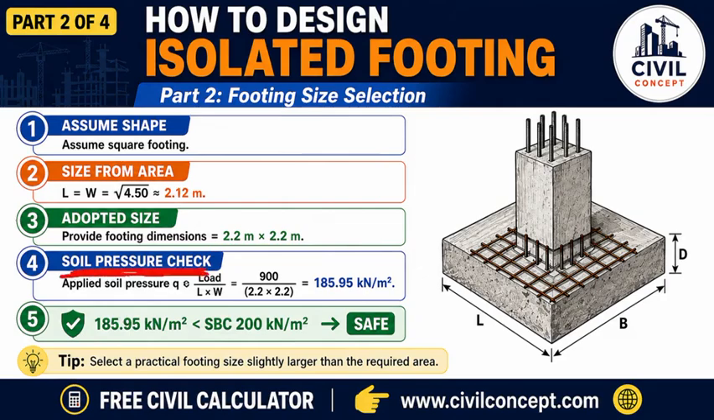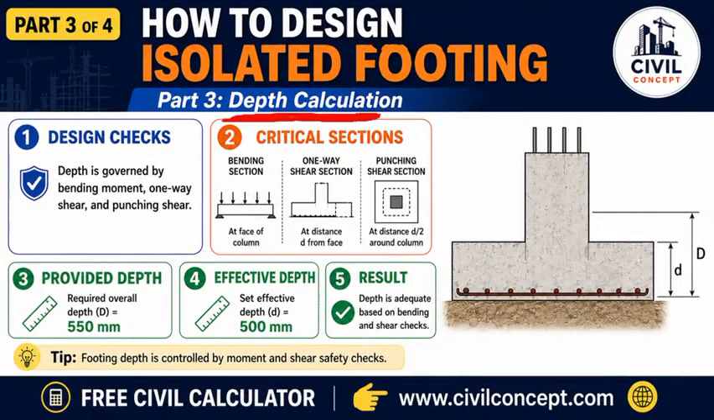Now check the applied soil pressure. Applied soil pressure equals load divided by length into width. So, applied soil pressure equals 900 divided by 2.2 into 2.2. Applied soil pressure equals 185.95 kilonewton per square meter. Since 185.95 is less than the safe bearing capacity 200 kilonewton per square meter, the selected footing size is safe in bearing pressure. Now let us move to depth calculation.